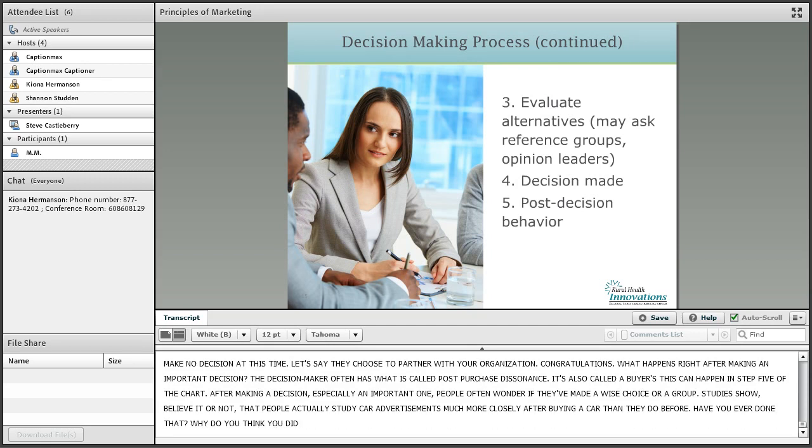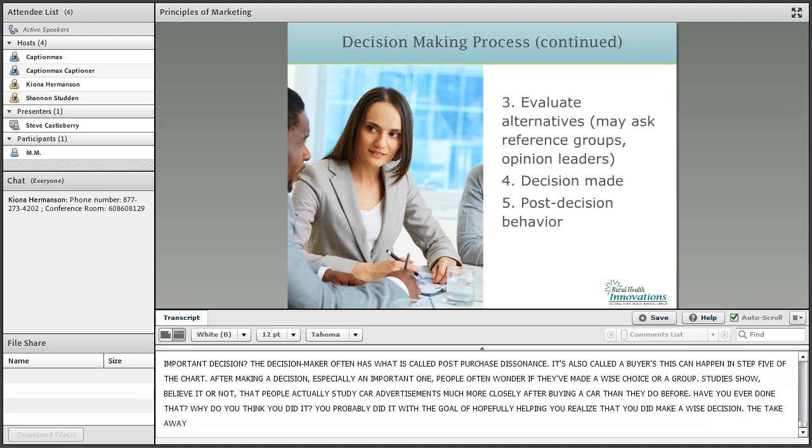After evaluating alternatives, in step four, the decision maker makes a decision. And of course, we need to understand that sometimes that decision is to make no decision at this time. Say that you choose to partner with your organization.